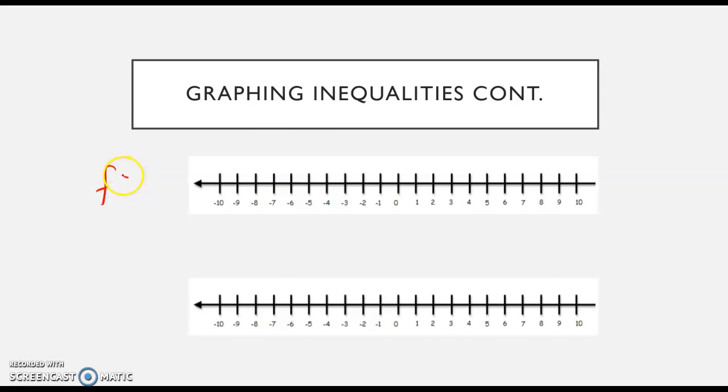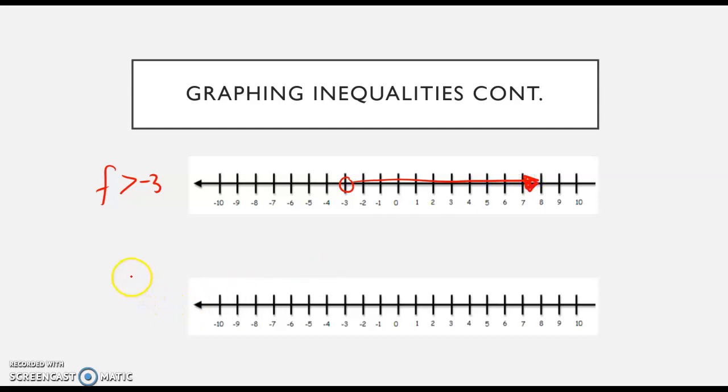All right, so we're going to do just a few more to give some examples. f is greater than -3. So I'm going to go to -3, and I know I want to put a dot or a circle there. It does not have the equal to, so it will just be an open circle. And because it's greater than, I'm going to draw my arrow to the numbers bigger than -3.